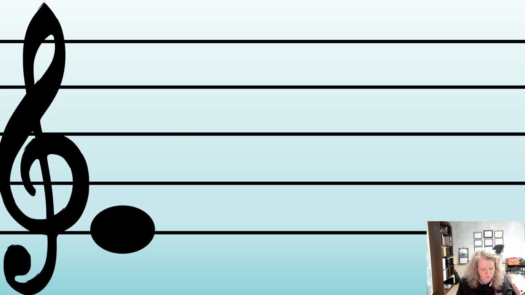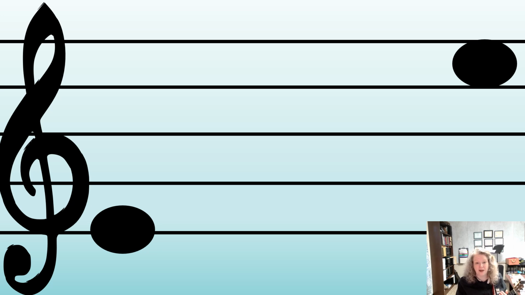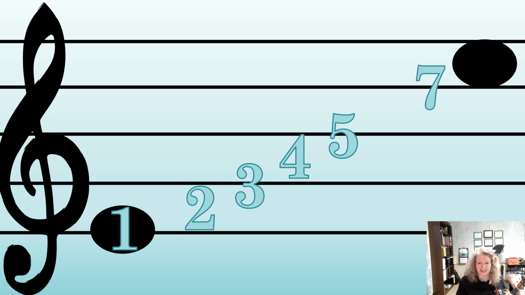The distance from first line E to fourth space E. Let's figure this one out. And notice, the first note is an E, it's on a line. The top note is an E, it's in a space. 1, 2, 3, 4, 5, 6, 7, 8. It is an octave.